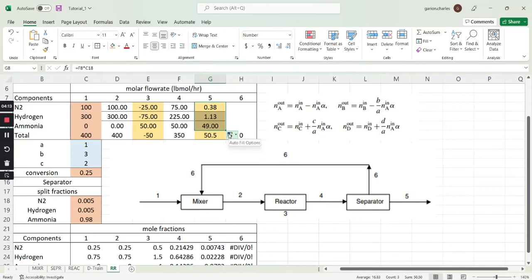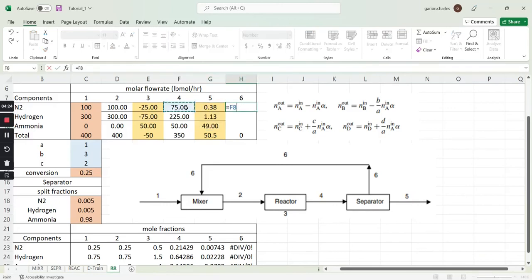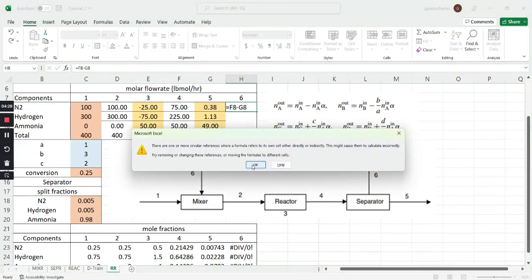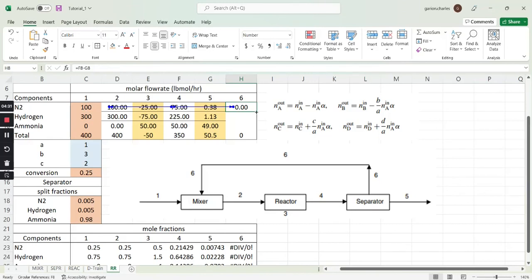Therefore, to find the component flow rates in stream 6, we need to subtract stream 5, our bottom stream, from stream 4, our inlet stream. But as you can see, this results in a circular reference alert in Excel because stream 6 and stream 2 values are both dependent on each other. We can resolve this by turning on the iterative calculation feature in Excel.